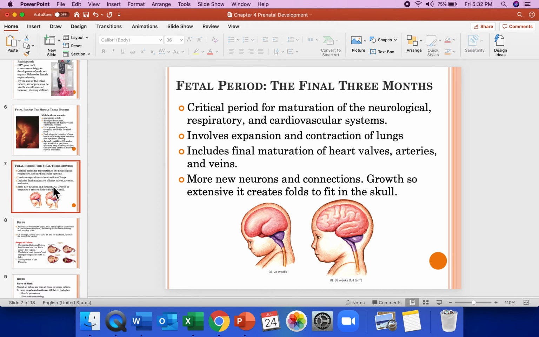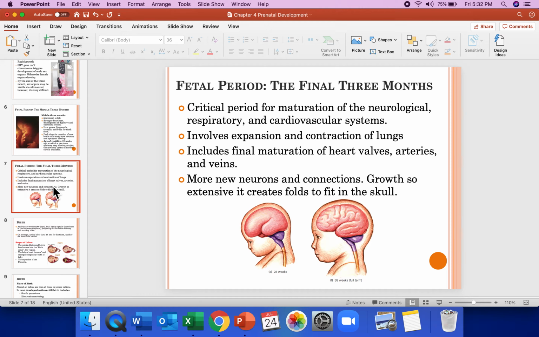Next, we move into the final 3 months. In the final 3 months, we're going to see a lot of growth, a lot of maturation, a lot of weight gain as well. So it's a critical period for the neurological completion of the systems, the respiratory system. Even though the lungs are there, they're not breathing yet. We're going to start to see a type of breathing that the baby is engaged in. We're going to see the cardiovascular system improve.